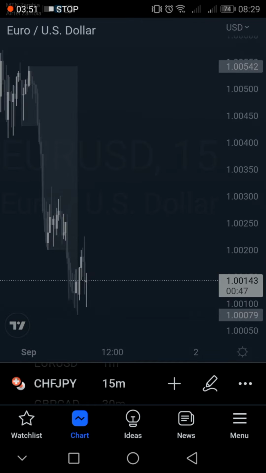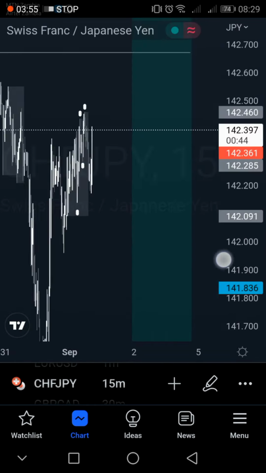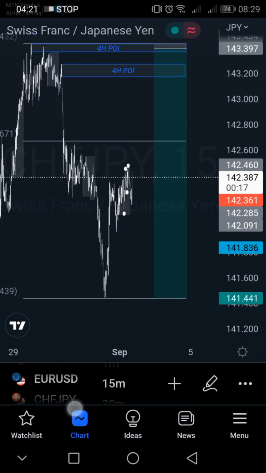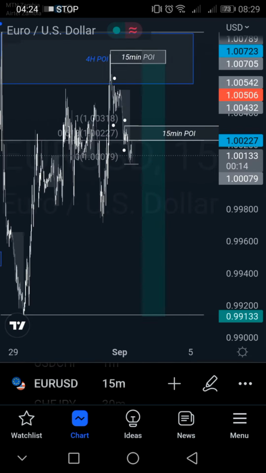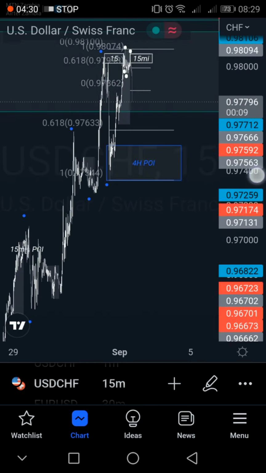Then for CHFJPY, I'm just waiting for price to approach my point of interest right there and sell off, and I've set a risk entry on the 50% of the extreme OB. Potentially it can give me a 1 to 52, which is crazy, but that's why I've set my risk entry for the personal account. I don't take risk entries on my MFF account. Let's see how things will play out. Otherwise, that's the update.